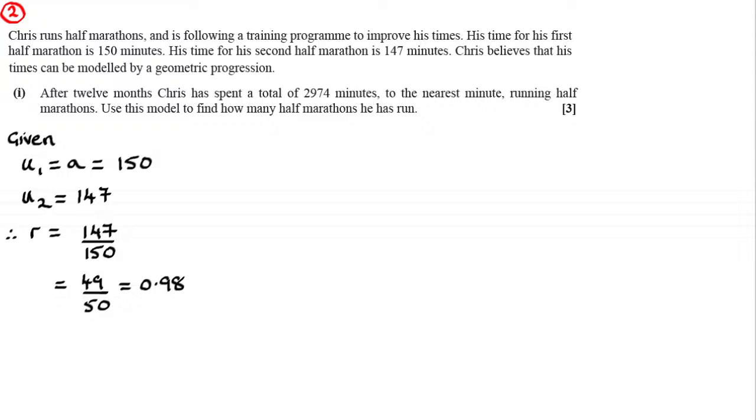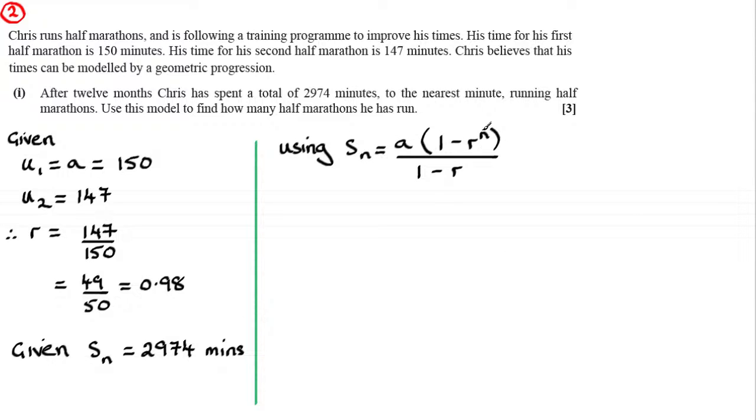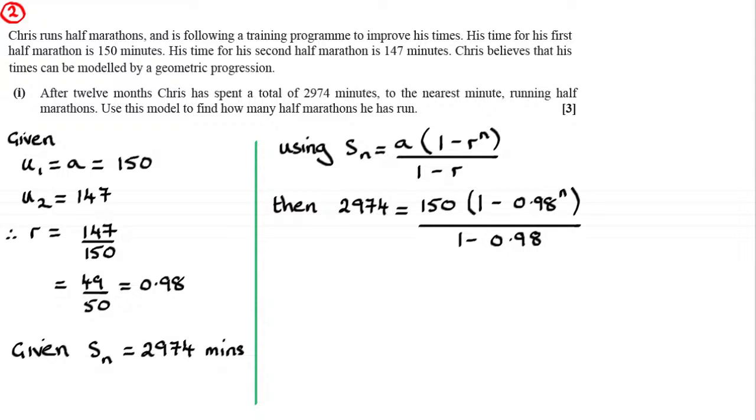Okay? So we know the sum of the time. We're told it was 2974. So S_n was 2974. And then we can use the formula for S_n, this one here. We know our common ratio, it's 0.98. We know our first term a, it was 150. So just substitute that in there and you're going to get that equation.